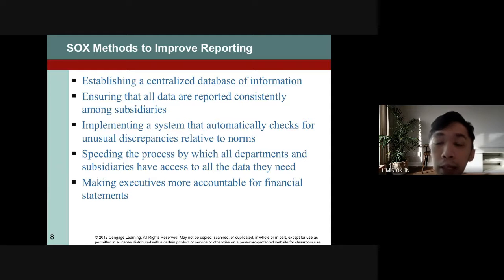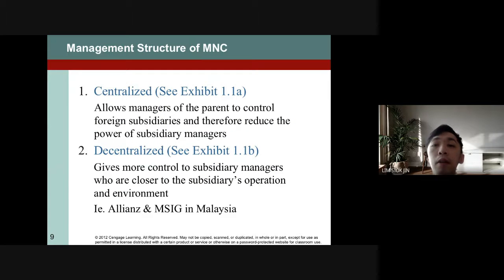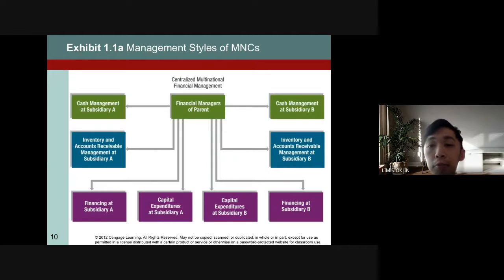Speeding up all the process to access data, and all executives that are involved with input data, they have to be responsible with what they do. All right, so the management structure of an MNC can be several types. Here it is categorized into two types: centralized and decentralized. You can see here, but later you will see what's the difference.